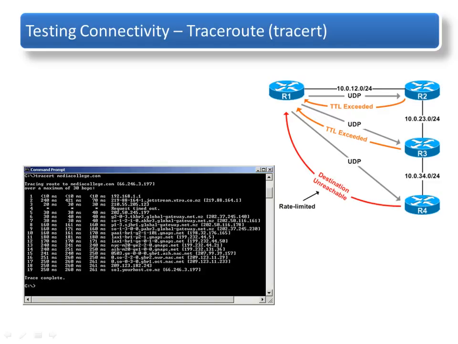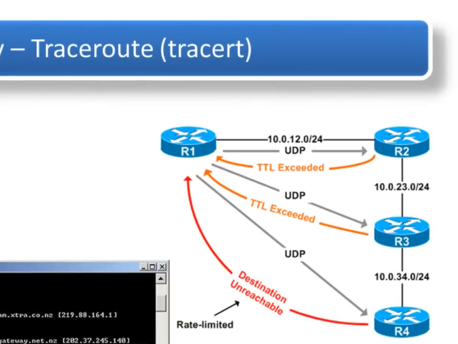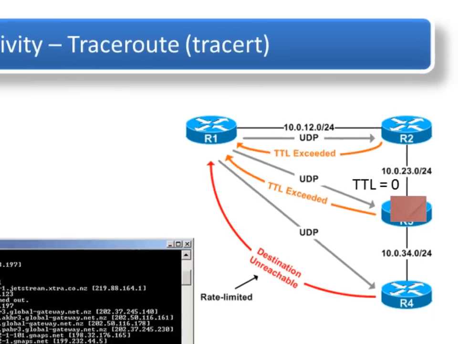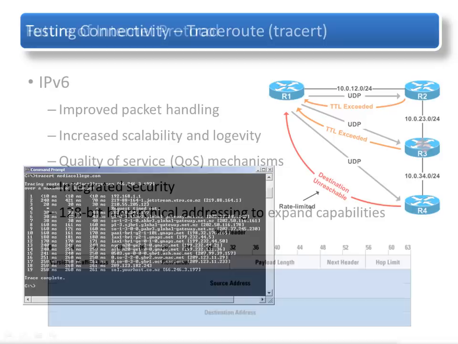Traceroute uses a function of the time to live field in the layer 3 header, as well as the ICMP time exceeded message. The TTL field is used to limit the number of hops that a packet can cross. When a packet enters a router, the TTL field is decremented by 1. When the TTL reaches 0, a router will not forward the packet and the packet is dropped.